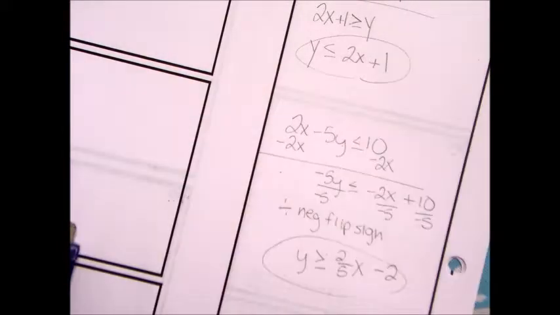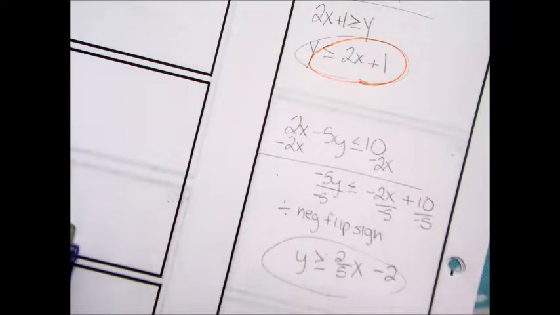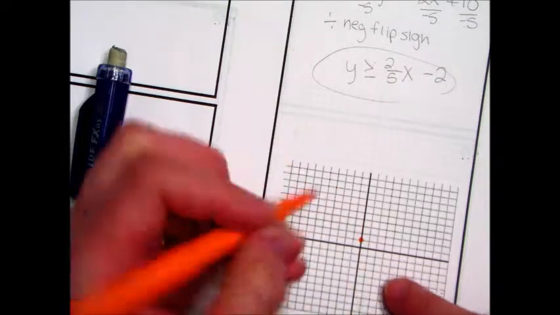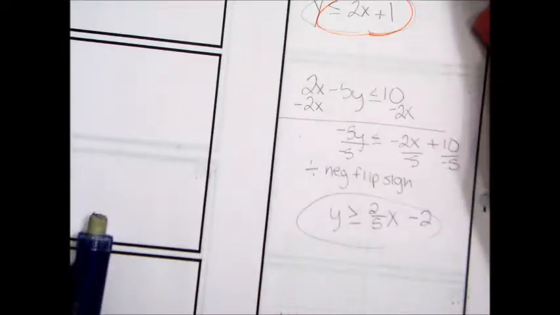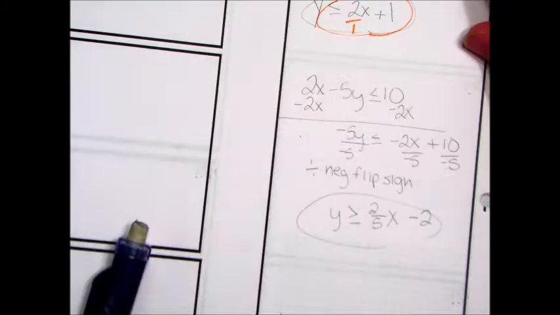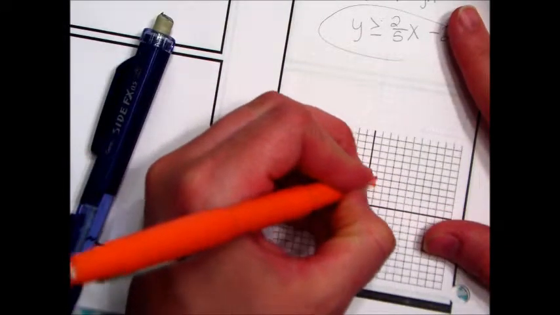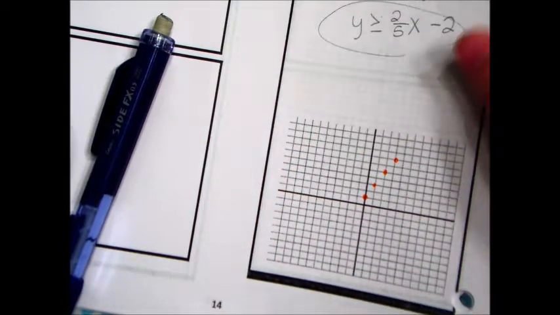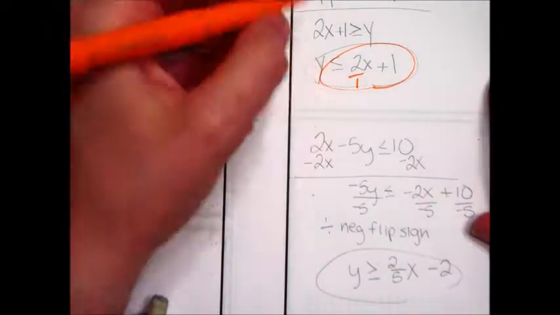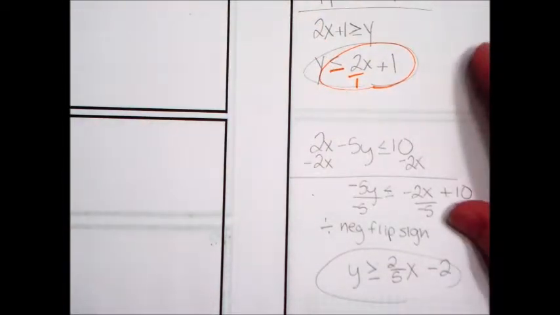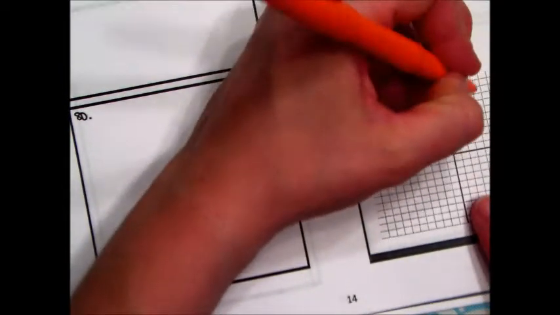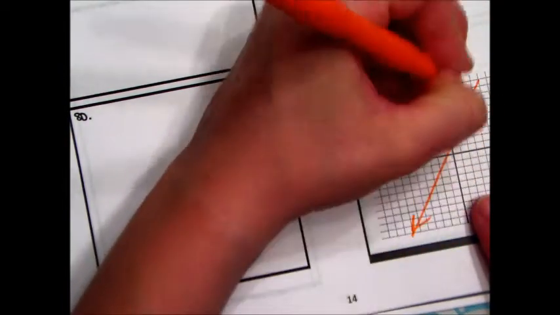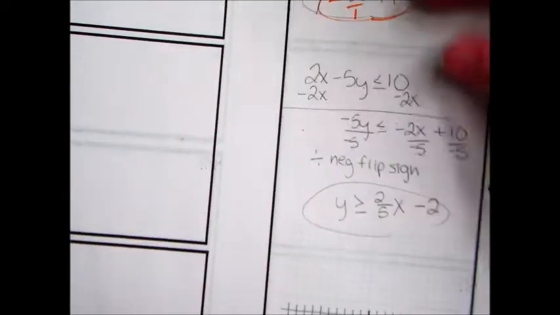Let's graph. I will graph this one in orange. So the first thing we do is go to positive 1 and make a dot. Then we use our slope to go up 2, over 1, up 2, right 1. You need to connect, but you will connect with a solid line. And the reason you connect with a solid line is because of the equal to part. You will shade, this says less than, so you will shade below this line.